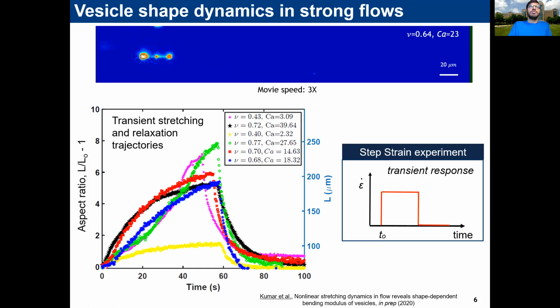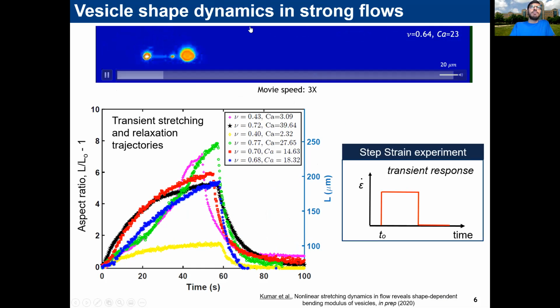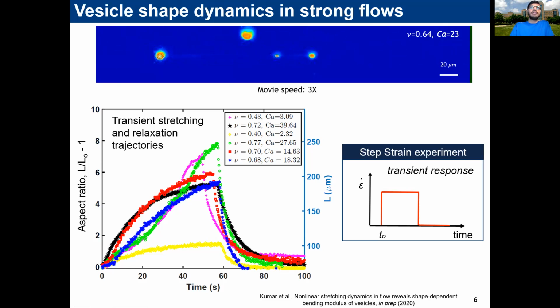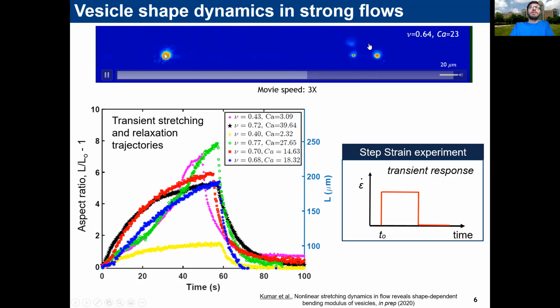So now I will show you how the vesicle shape dynamics evolve in a strong flow, when you apply a flow rate which is larger than the value required for inducing a symmetric or an asymmetric dumbbell shape change. In this movie, you are seeing that the vesicle will change into an asymmetric dumbbell, and since the flow rate is very large, it will continue to elongate, and once you stop the flow, the vesicle will eventually recover its initial shape.